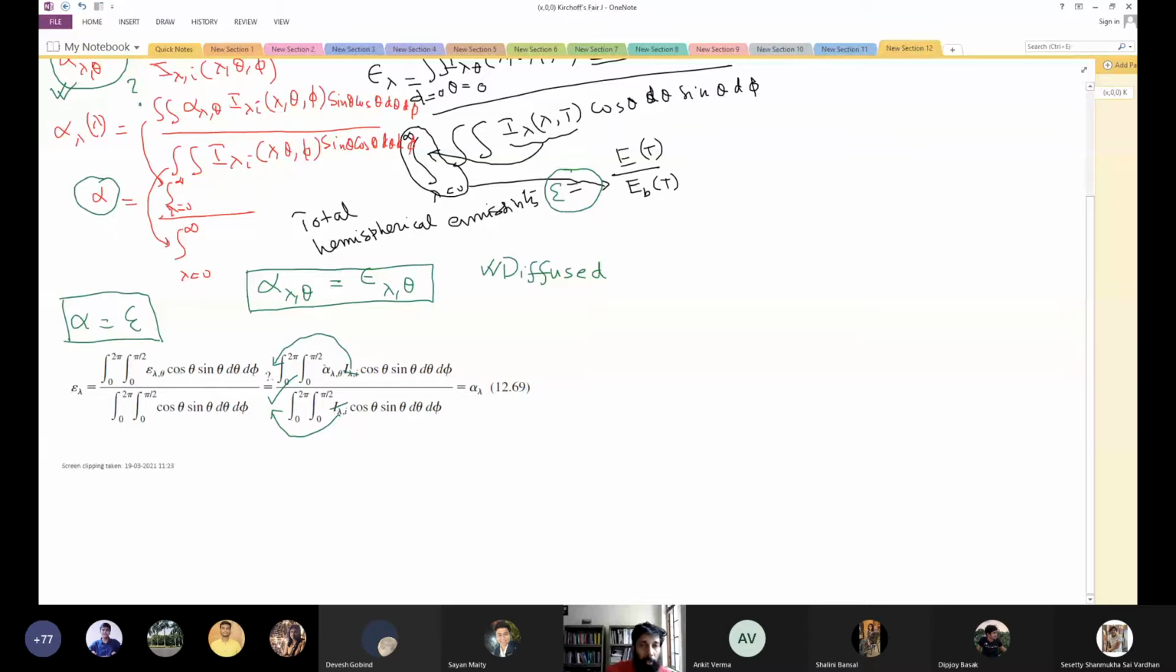Now, because this equality holds, you can see that the left hand side and right hand side are the same. Let me give you a little time for this to sink in. So I think it is clear that if I say it's a diffuse surface, nothing is a function of theta, and alpha lambda equals epsilon lambda. Agreed. Now the second thing I am telling you is that the surface need not be diffuse.